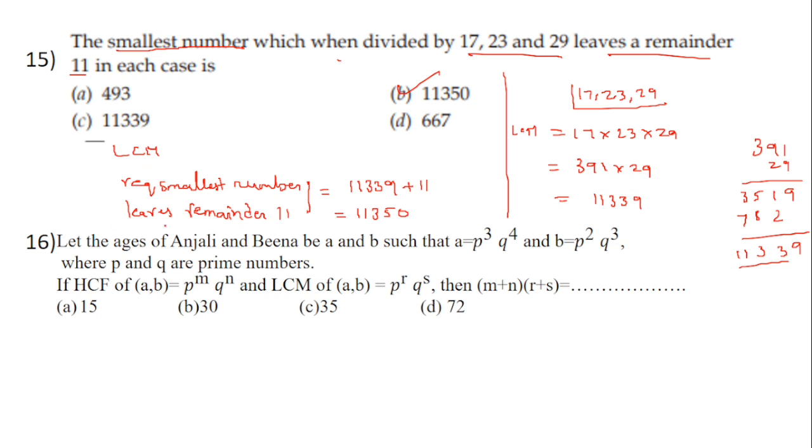Let the ages of Anjali and Beena be A and B such that A is given as P cube into Q power 4 and B is given as P square into Q power 3. And their HCF is given as P power M into Q power N, LCM is given as P power R into Q power S. Then we need to find M plus N into R plus S. Okay, first we will find HCF and LCM.